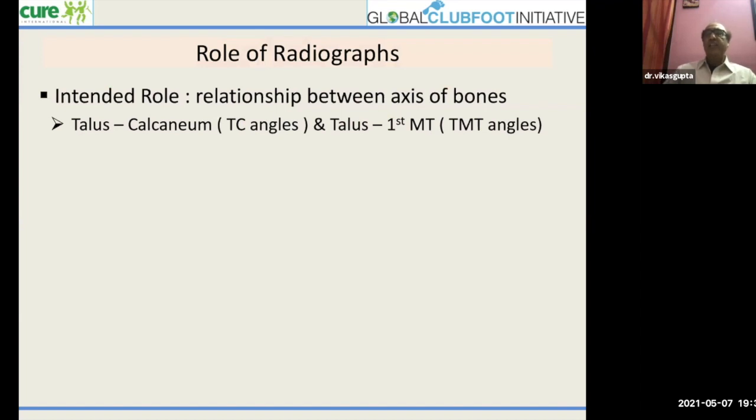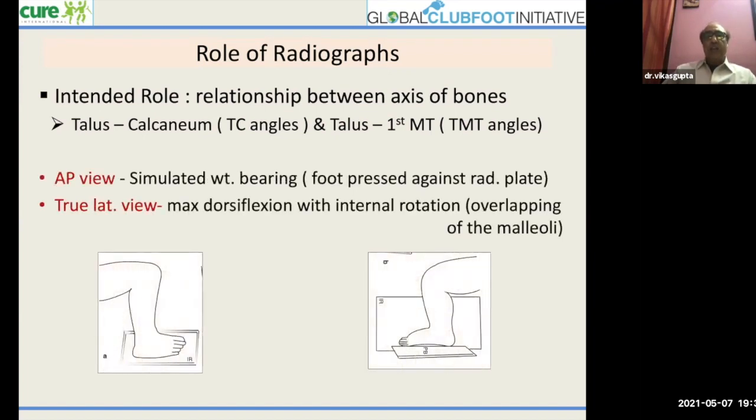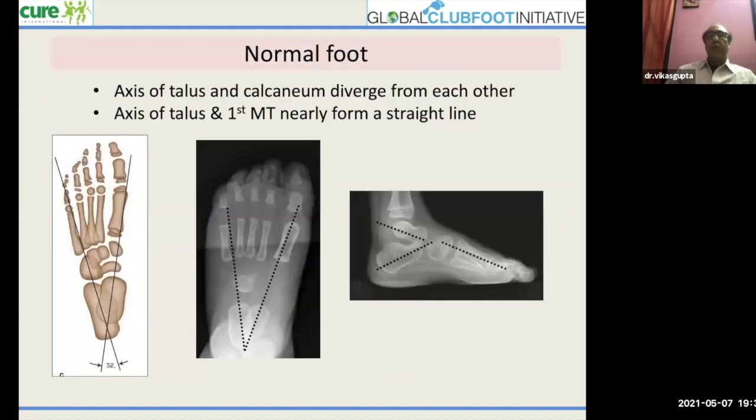It is to find the relationship between the axes of talus and calcaneum, the talocalcaneal angle, and the talus and first metatarsal angle. So these are the ways you take the AP and the lateral view, simulated weight bearing. Okay. Now, just remember, don't remember the angle measurements. Remember, in a normal foot, the talus and the calcaneum diverge from each other like an open scissor. You see an open scissor like this. So they diverge from each other, and the axis of the talus and first metatarsal almost form a straight line. So this is called an open scissor picture.